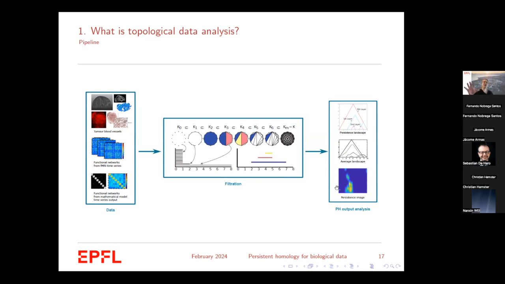And then there's a whole host of methods to post-process these barcodes. For example, you can use persistence landscapes or persistence images to vectorize them. And then you can use all sorts of statistical and machine learning tools on this output.